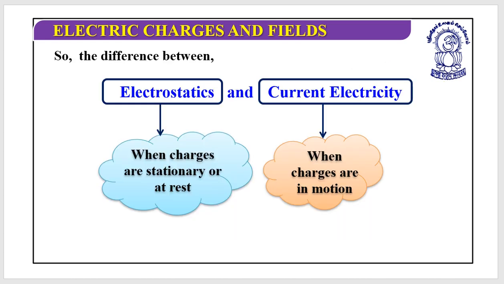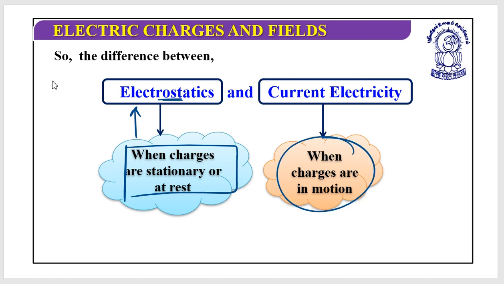So basically we have two kinds of situation. One is electrostatics. What is that? When the charges are stationary or at rest, they are studied under the concept of electrostatics. While when charges are in motion, moving in a wire from one place to another, they are studied under the unit of current electricity.